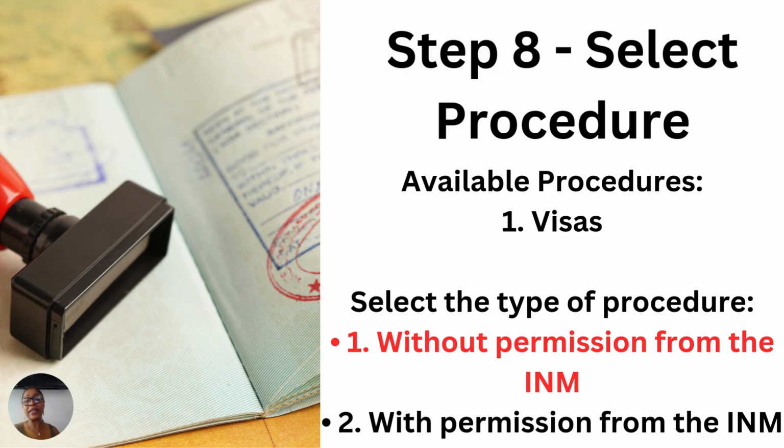Okay, step 8, select procedure. You want to choose number 1, which is a visa, because that's why we're here, right? We want a visa. So now we want to determine what type of visa we want. You want to choose number 1, without permission from the immigration office. If you choose with permission, that is going to delay the process. And because you're being held up, it may start the process all over again. So once you get to this field where it's asking you which procedure you want, the available procedure is normally one visa. You want to choose that and choose the without permission from the immigration office.